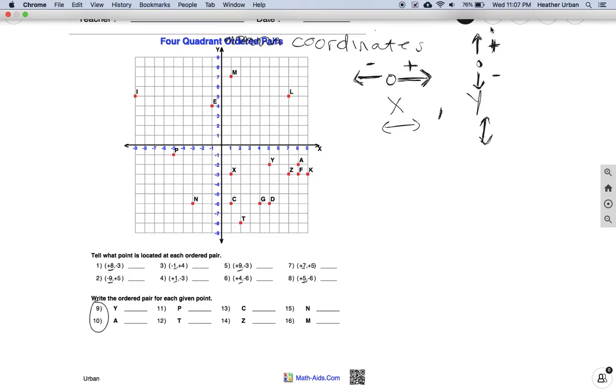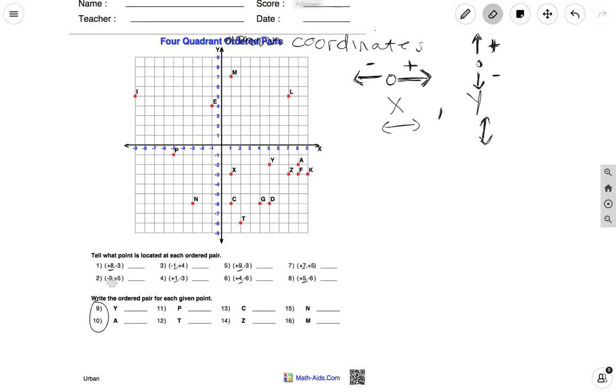So I'm going to do the first two for you, and hopefully you can continue with the rest of the problems. So I'm going to start the first one. First one says, and I'm just going to make it bigger, plus 8, comma, negative 3. That's the first one on your worksheet. So remember what I said, the first number is X. It's telling me to go right 8. It's telling me to go this direction 8 times.